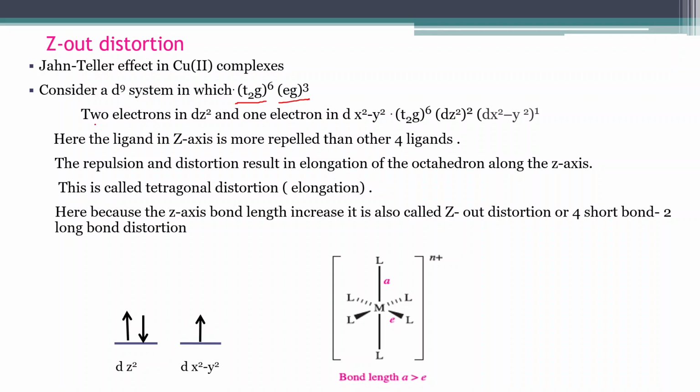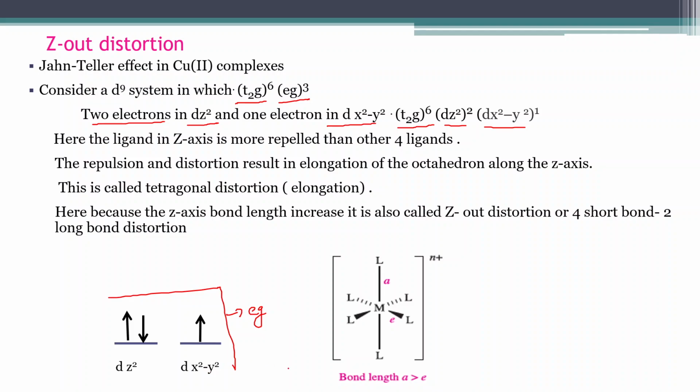In the first case we will take two electrons in the dz2 orbital, and one electron in the dx2-y2 orbital, and the electronic configuration is in such a manner: t2g6, dz2 with 2 electrons, and dx2-y2 with 1 electron. This is drawn here. The eg is in such a manner: the two electrons are in dz2 and one electron is in dx2-y2.